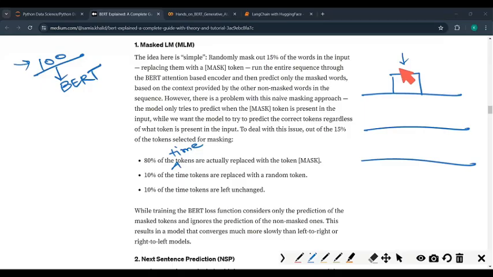Then for 10% of the statements, there will be no masking. But what will be done? Some actual word will be replaced by random words, which don't have any meaning there. Replaced, which makes the statement incorrect. Then 10% of the time, the tokens are left unchanged.